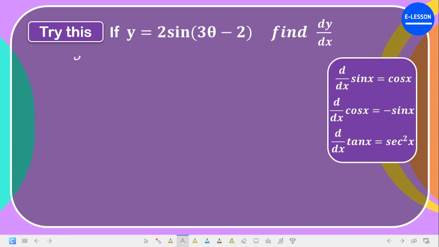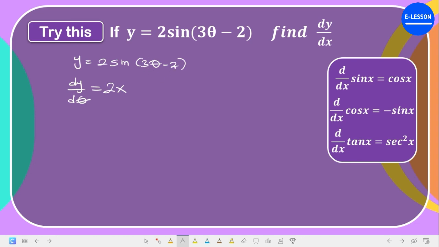Now you are given y is equal to 2 sine (3 theta minus 2). I believe that you must have gotten the answer to this question. Now what will be your dy/dx? In this case it will not be dy/dx again, but rather dy/d theta, because the variable here is theta. This will be equal to, first of all, bring out the constant 2 times differentiate what is in the bracket.